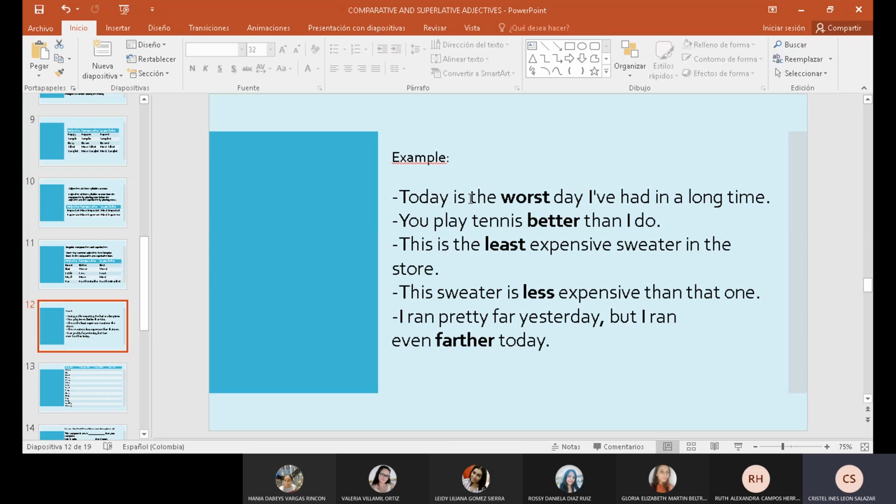I ran pretty far yesterday, but I ran even farther today.